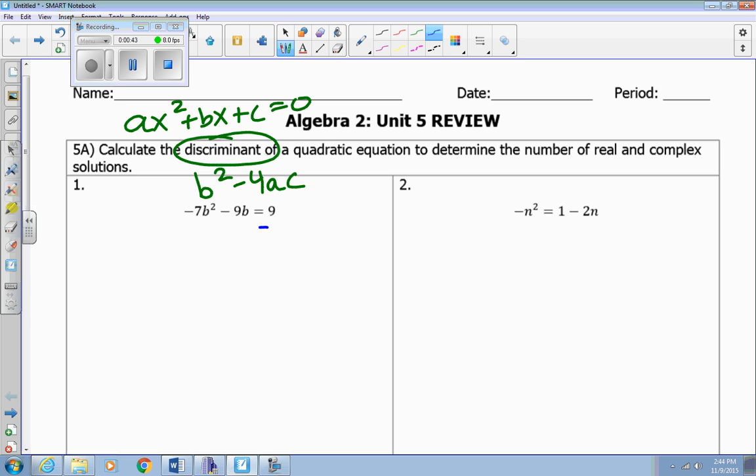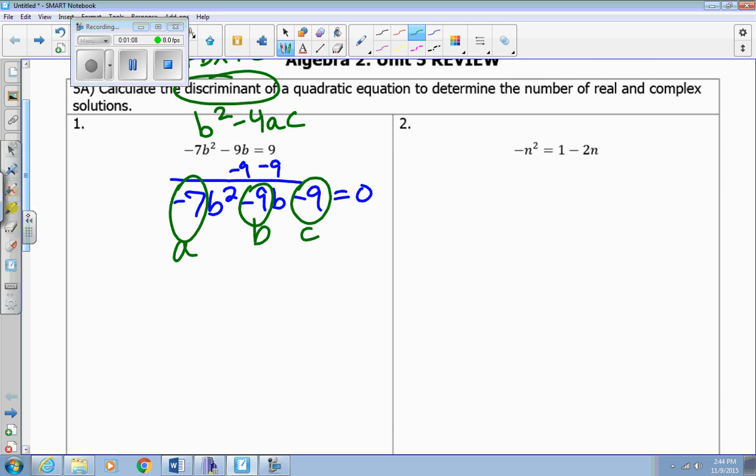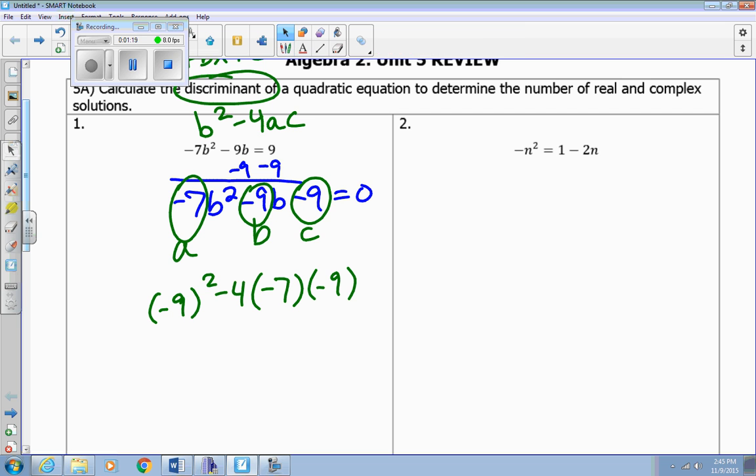So in the first problem, we need to subtract 9. So we have negative 7b squared minus 9b and the minus 9. Not like terms, so they can't go together. Now we have the a, b, and c. A is always with the variable squared. B is always with just the variable, and C does not have a variable on it. Let's put these into b squared minus 4ac. So negative 9 squared minus 4 times a times c. Put this into the calculator exactly how you see it.